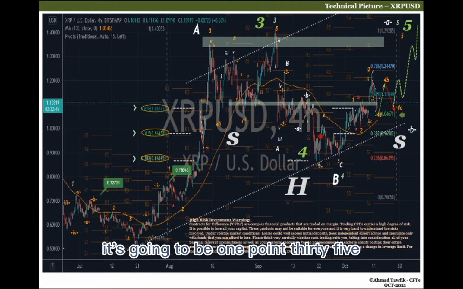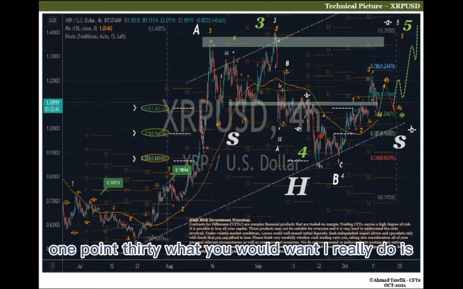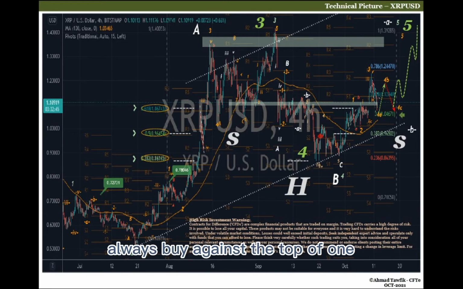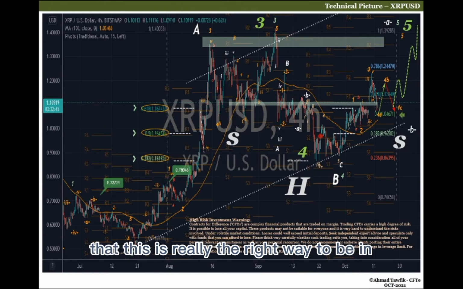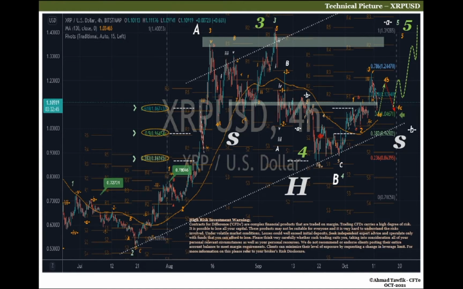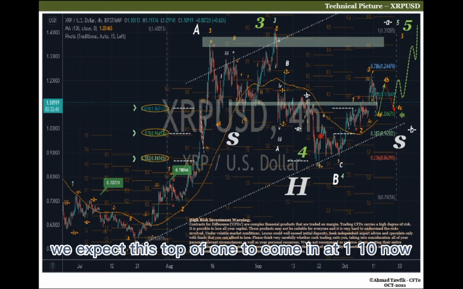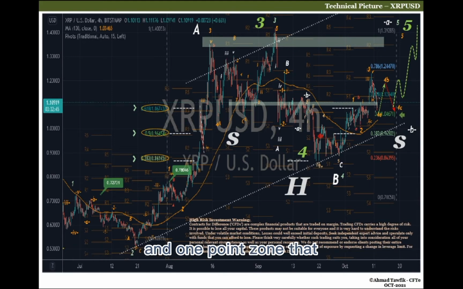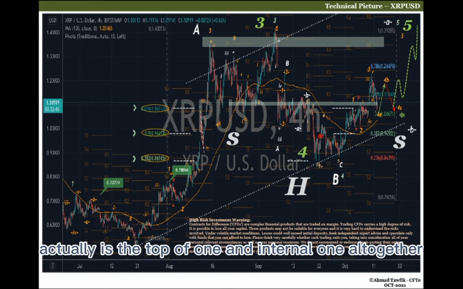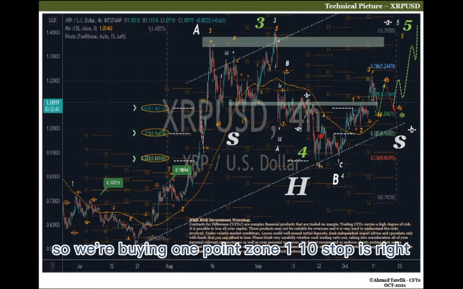Again, it's going to be 1.35. That's our first primary target, and 1.30. What you would want to really do is always buy against the top of 1, after you do your own due diligence and you're sure that this is really the right trade to be in. We expect this top of 1 to come in at 1.10 now, and 1.09 actually is the top of 1 and internal 1 altogether. So we're buying 1.09, 1.10.